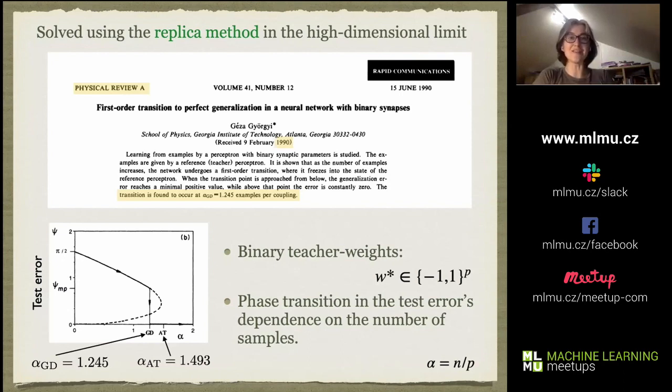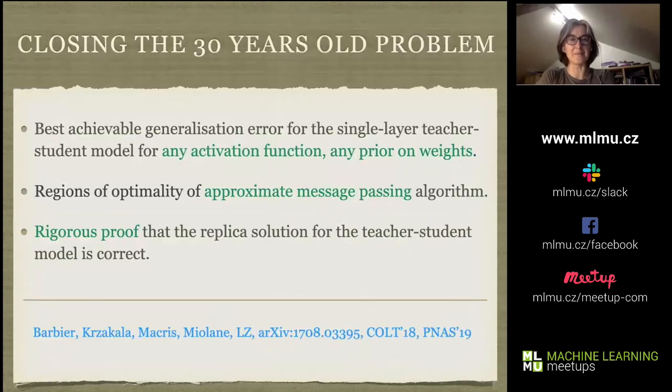So you know, these are physicists. They go, oh, there is a first order phase transition. If you look at the title of the paper, there is a first order phase transition in this learning problem.